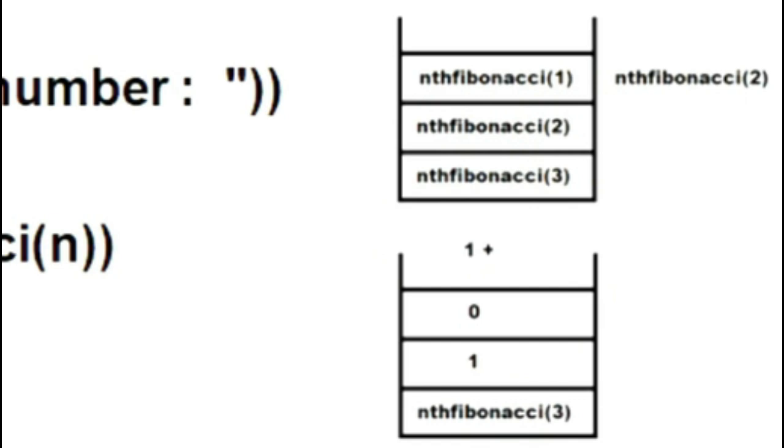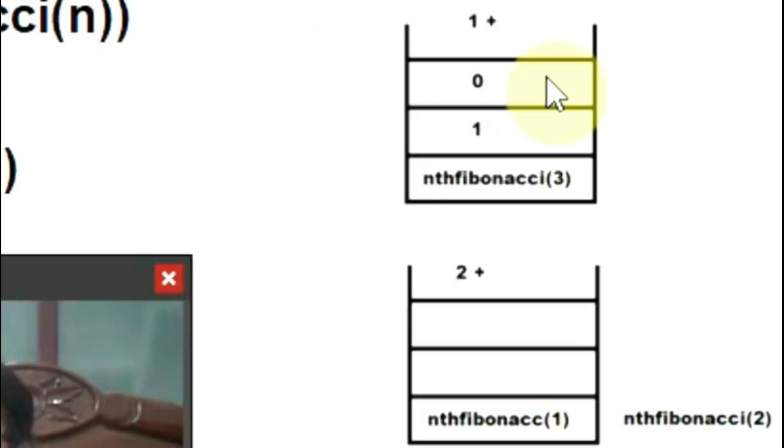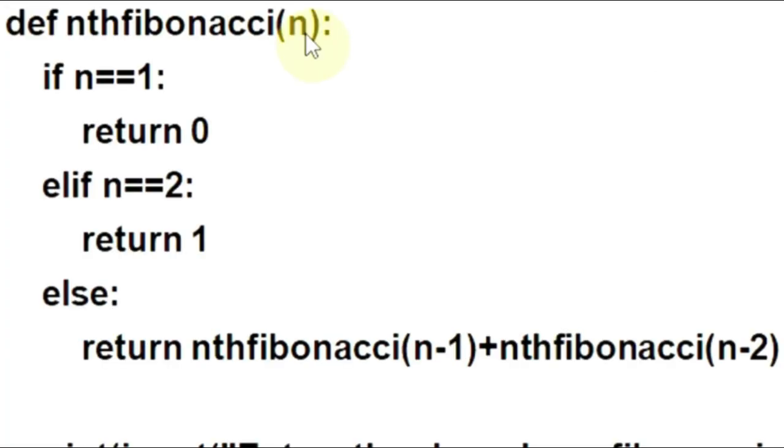Nth Fibonacci 2 will be called and it will return 1. Can you see it? So 0 and 1. So these three values will be added. So 1 plus 0 plus 1 is 2. Now this nth Fibonacci 3 is left. So it will be invoked. So when nth Fibonacci 3 is called, we'll get the value 3.